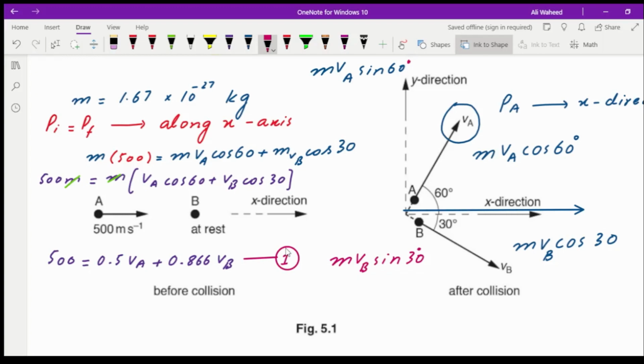But so far we cannot get the value of VA or the value of VB because we have two variables, but right now we have only a single equation. You can never find two variables from a single equation. So what do we need to do? We need to form the second equation as well. And how do we do that? By forming the equation for the y-axis. So can somebody tell me, the answer is pretty straightforward, you don't have to calculate anything. Can somebody tell me what is the total initial momentum along y-axis?